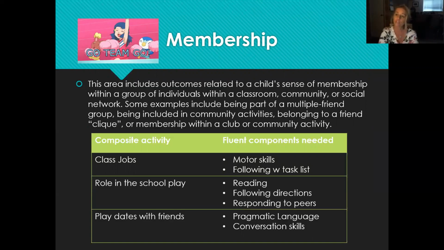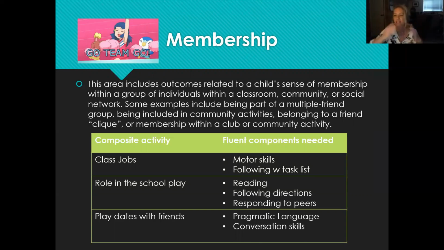So membership, according to an inclusive framework that I hold near and dear, this area includes outcomes related to a child's sense of membership within a group of individuals, within a classroom, a community, or social network. Some examples include being part of a multiple friend group, being included in community activities, belonging to a friend clique, or membership within a club or community activity. Many times the older students get who are benefiting from inclusive environments, the older they get, they stop enjoying those environments because there's a lack of membership. And membership is an intentionality, and it is a skill just like anything else that practitioners should provide in order to have an inclusive environment.